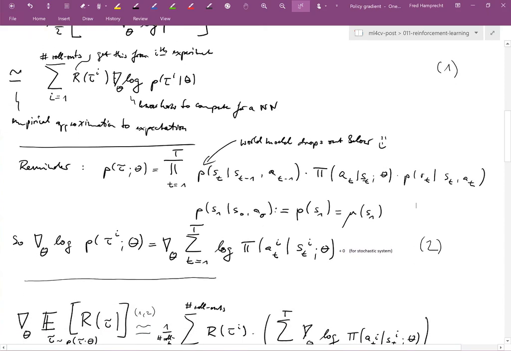So overall, we find that it simplifies like this. The gradient of the log probability is the gradient of the sum over logs of only the probabilities of a specific action starting from a specific state.